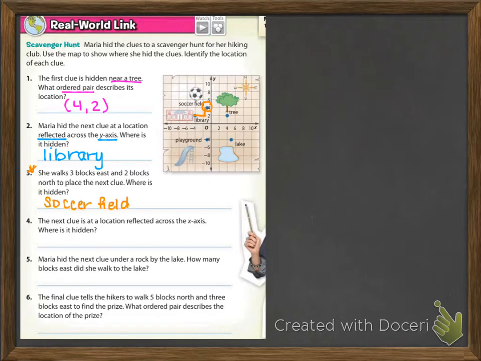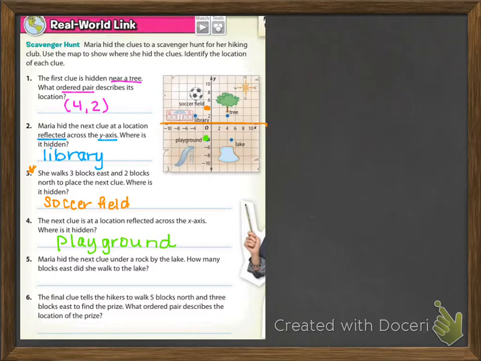And then it says the next clue is at a location reflected across the x-axis. Where is it hidden? So from the soccer field, I'm going to go ahead and erase this here. From the soccer field, which is right here where I just put that orange dot, we have a clue that's going to be reflected across the x-axis. So remember, you just want to visualize that paper being folded in half, and now you're at the playground. Okay? So it says, where is it hidden? You're going to write playground. Okay, and I went ahead and wrote that in green, and I also indicated that with the green dot. Notice you can see the orange and the green dot are reflected across the x-axis.